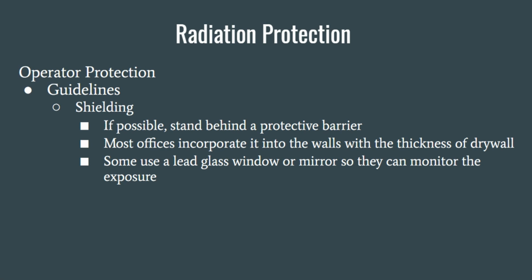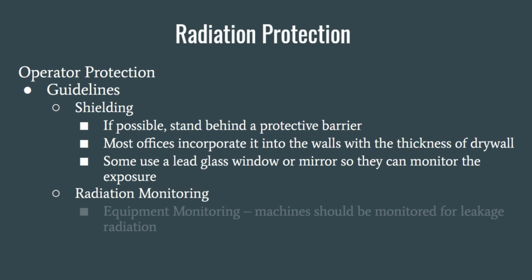And lastly, we have radiation monitoring. There's equipment monitoring where your machines should be monitored for leakage radiation. This is something that is done with the techs. So you would need to call for technical assistance at whatever company or whatever organization monitors your equipment and have that scheduled.